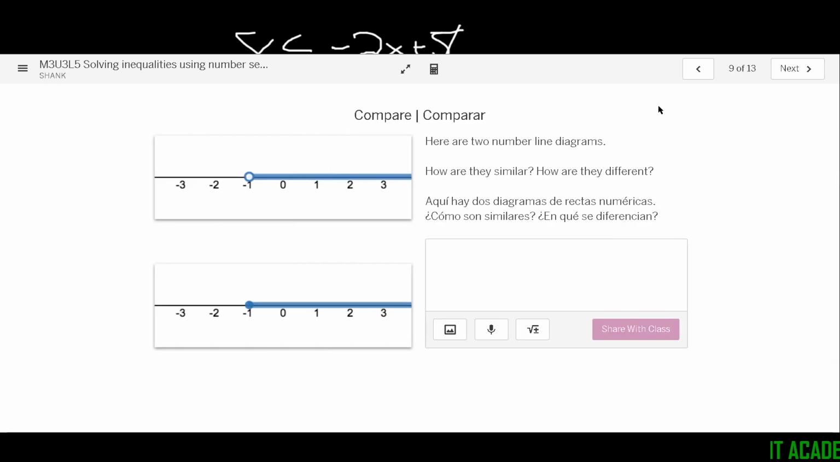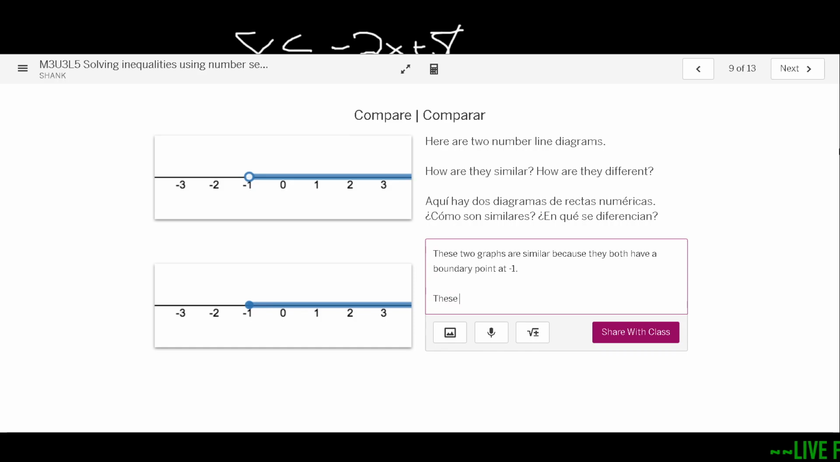Moving on to the next one, let's compare and contrast. So it says here are two number line diagrams, or graphs you could say. How are they similar? How are they different? So you could say, sentence starter would be, these two graphs are similar because they both have a boundary point at -1.